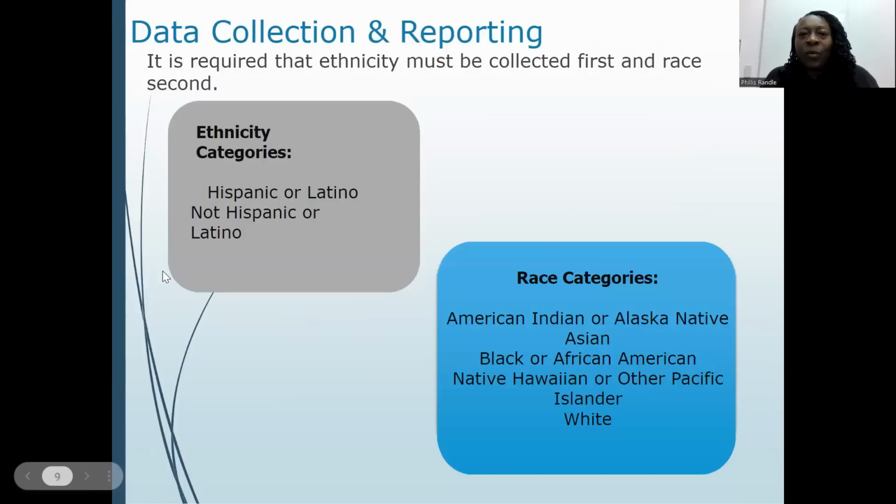Data collection and reporting. It is required that ethnicity must be collected first and race second. Ethnicity categories include Hispanic or Latino, and not Hispanic or Latino. Race categories include American Indian or Alaska Native, Asian, Black or African American, Native Hawaiian or other Pacific Islander, or white.